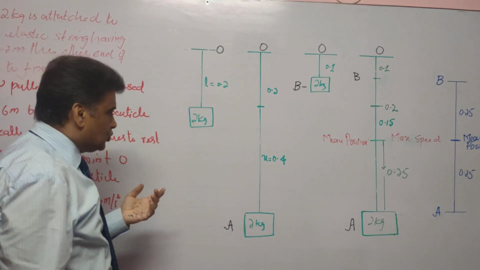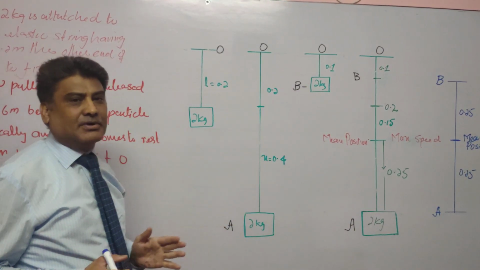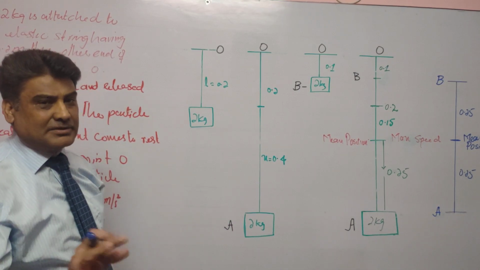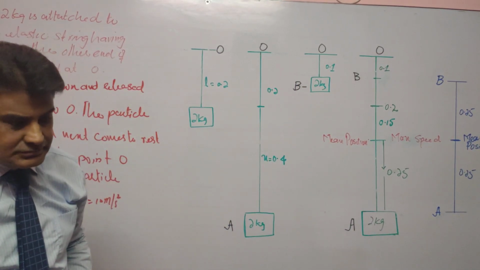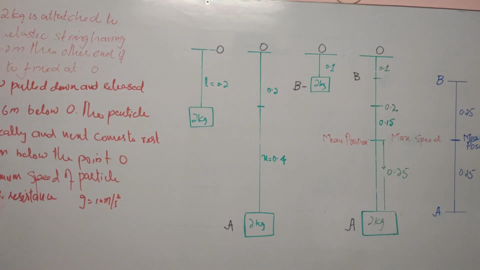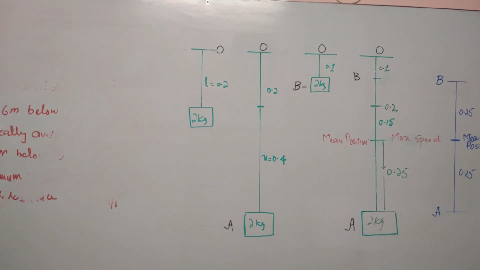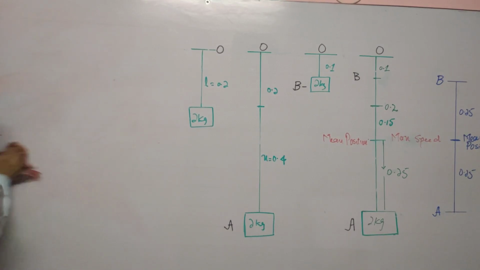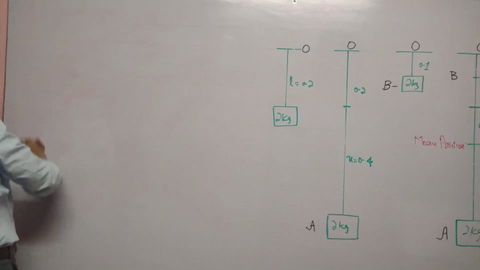So we can say that the total energy at the point A will be equal to the total energy at the point B, according to the law of conservation of energy.